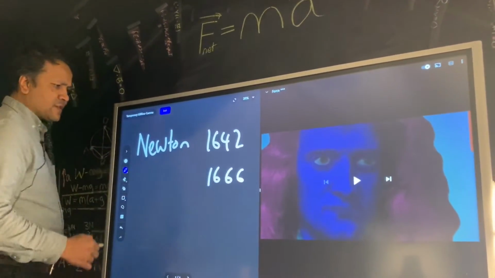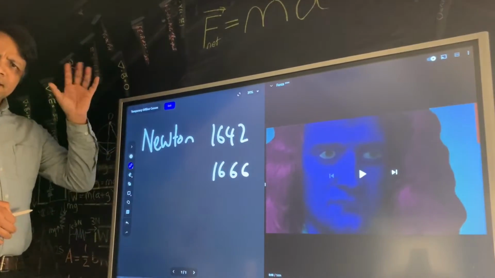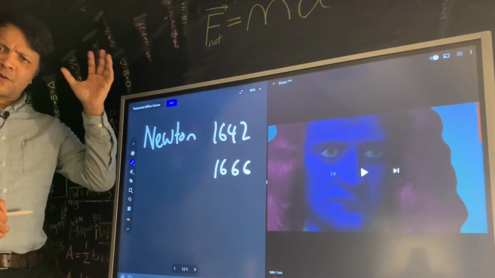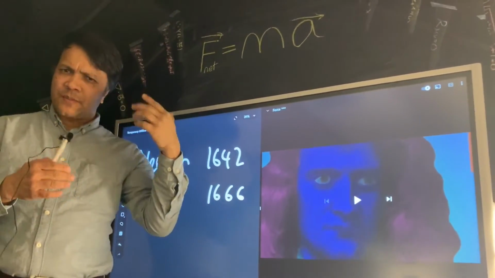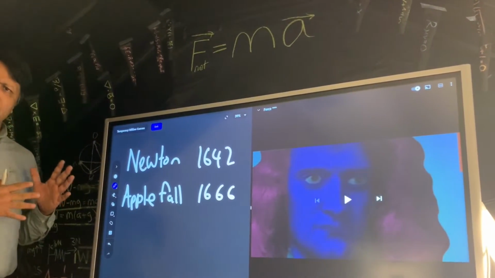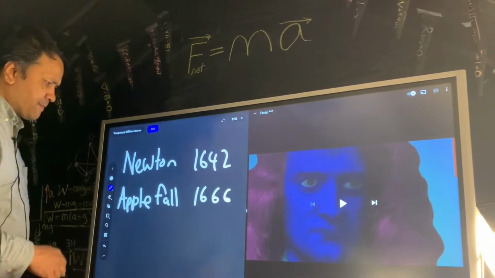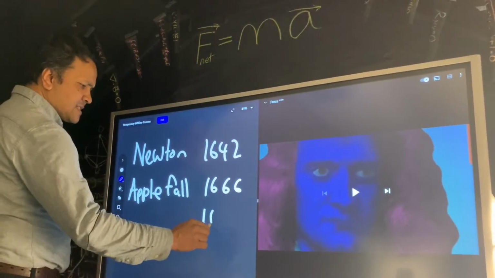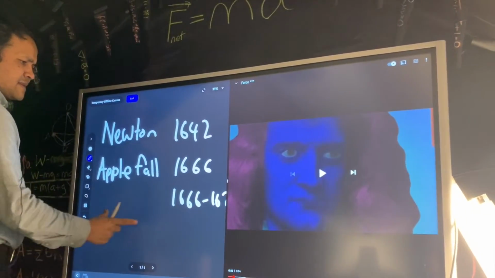in 1666, a 24-year-old Sir Isaac Newton was sitting under an apple tree and saw an apple fall from above. He looked at the sky and saw the moon. He wanted to solve the apple fall, moon fall problem. To solve it, he invented calculus. From 1666 to 1670, he invented calculus.